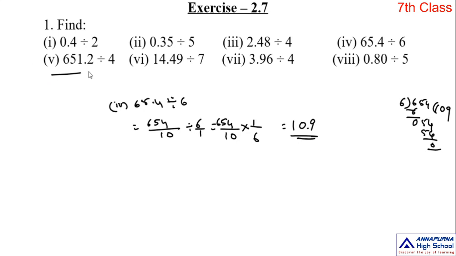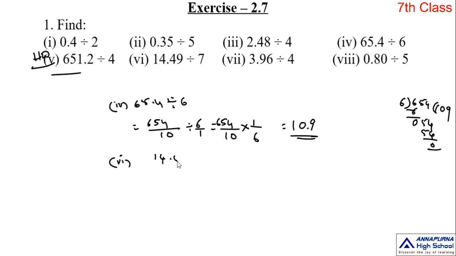Now come to the next one, the fifth one. 651.2 divided by 4. This is the same as this one. Here it was 65 point, but here 651 point. So you try at home. This is homework for you.